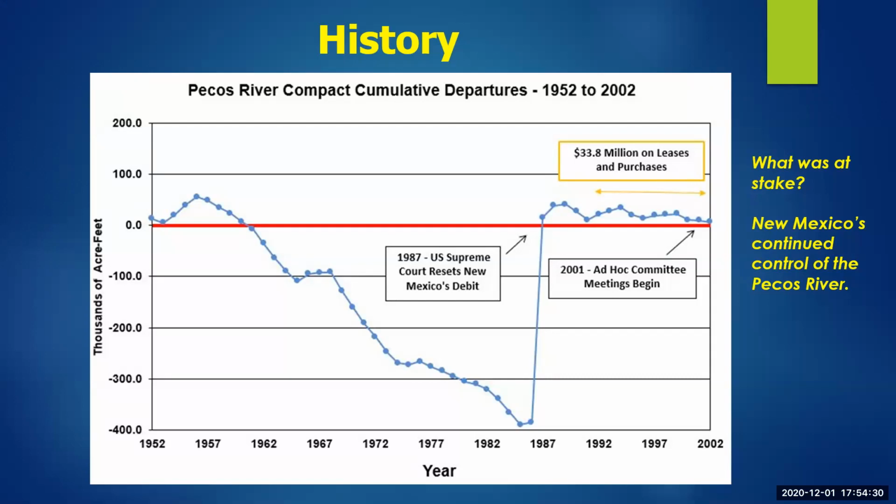And as you can see from this chart, we were also creeping precariously close to that red line. In 2002, our cumulative credit was 6,000 acre feet, which is easily something that we could underdeliver in a single year. So in 2001, all of these various water users in the state got together to try to work out a solution. And those meetings of the ad hoc committee began. And really what was at stake here was our continued control of the river. If we were to not be able to comply with the Supreme Court's decree, there was a threat that New Mexico could not maintain control.